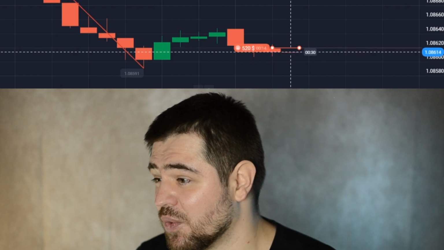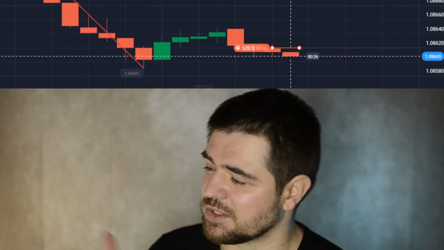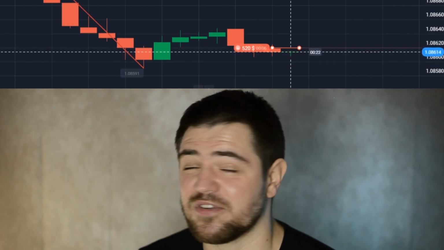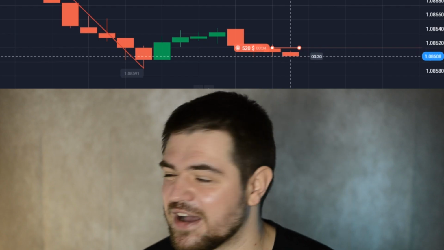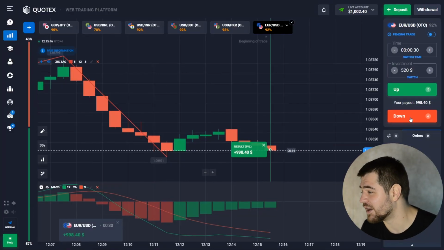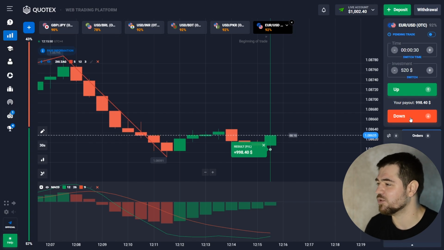MACD is showing kind of a bearish mood. It's looking down. Both of the lines are looking down, so we're going to use that only for 30 seconds. We're going to use that to our advantage to make a nice profit. 92% payout at this point, and here we are, $998 just in with that option.